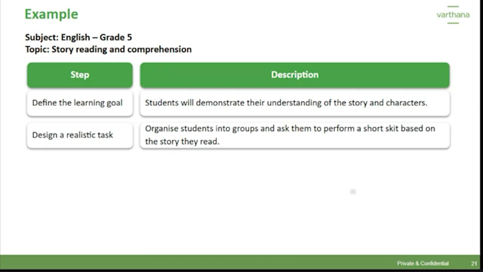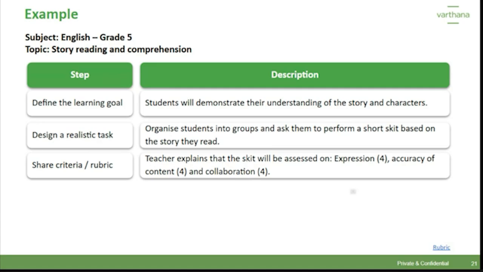How can teachers design a realistic task based on these learning goals? Teachers organize the students into groups and ask them to perform short skits based on the story. So students perform a drama or skit based on the story. They play the characters, and convey the meaning, the central idea of the story, and the theme of the story. So we can assess the performance based on the skit.